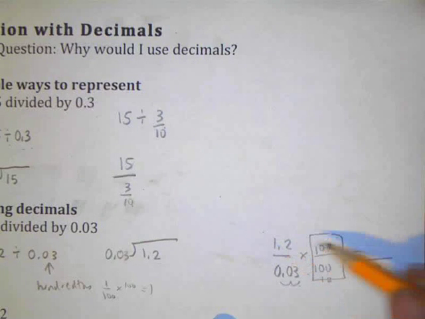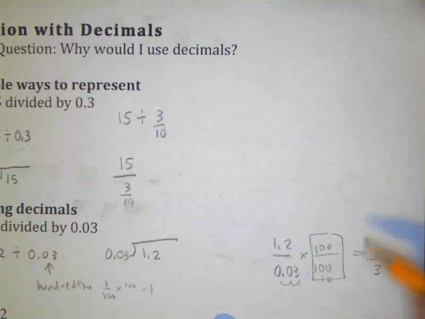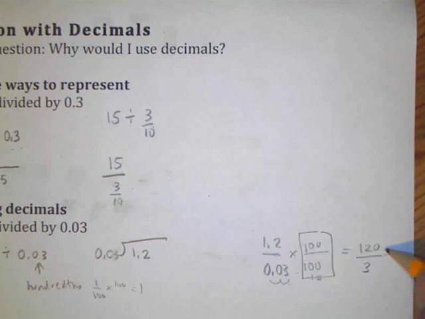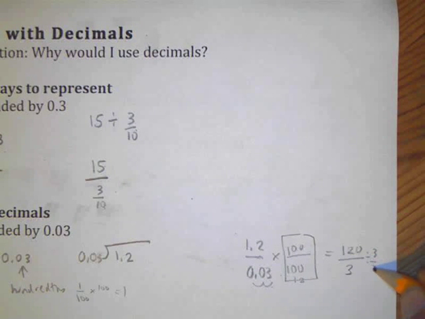Estimating here, 1 times 100 is about 100, so 1.2 times 100 is 120. And I can already see that my answer is going to be 40.